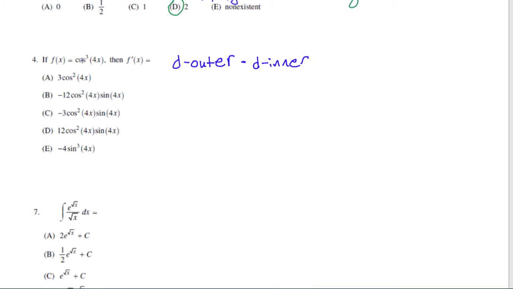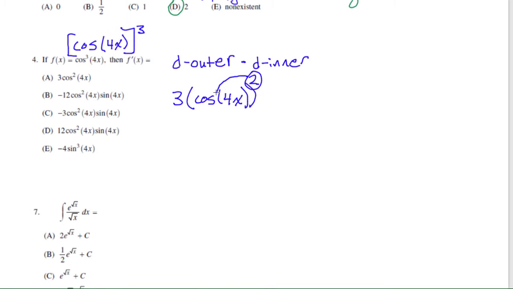So this function can really be rewritten as cosine of 4x, and then this whole thing, quantity to the power of 3. It's just how you write trig functions to powers. So the first thing I do is I bring down the 3 in front, so I'm going to have 3 times the quantity of cosine of 4x, all of that to the power of 2, which means that this 2 is really right there, right? Because that's how you write trig functions.